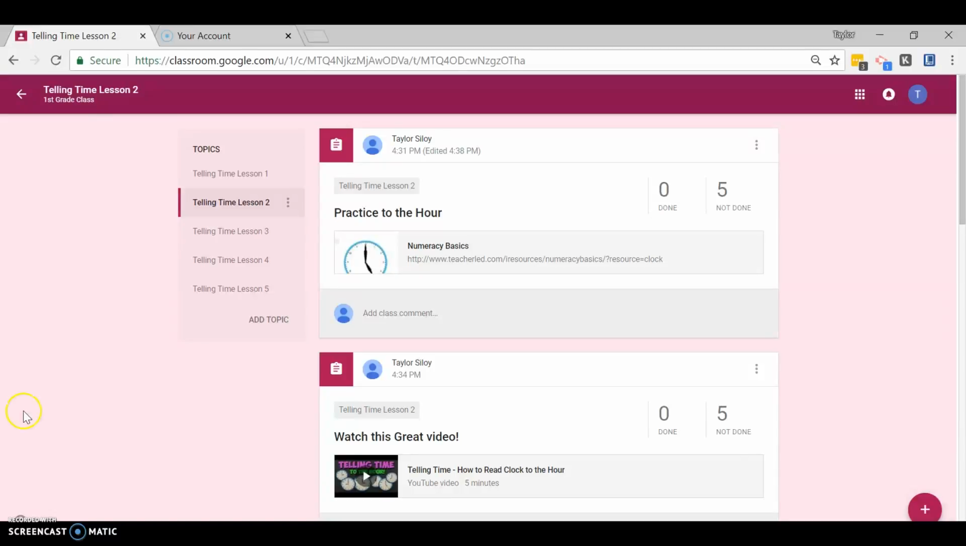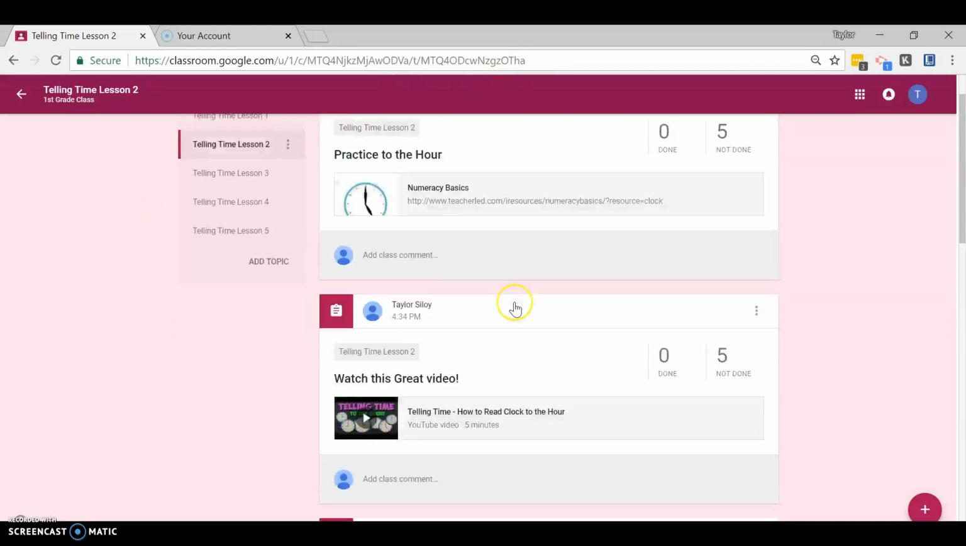Congratulations, boys and girls, you have completed lesson 1, which means you know the different parts of an analog clock. You know the difference between a digital clock and an analog clock. If you do not know these, you need to go back to lesson 1 and review the material. But we are on lesson 2 now, and always remember you're always going to start at the top and work your way down to the different activities.